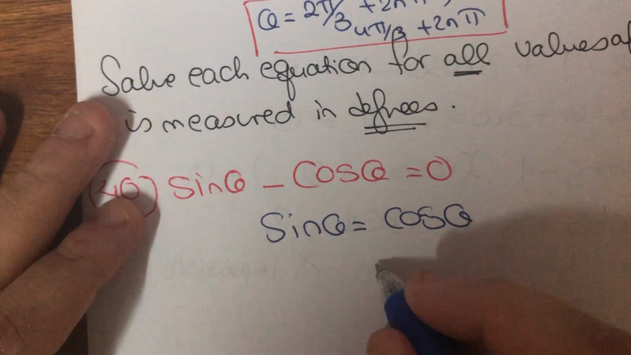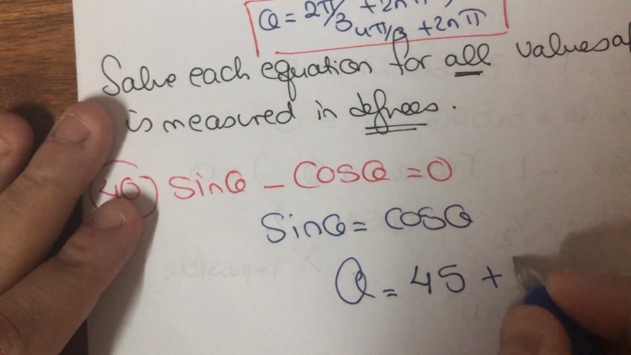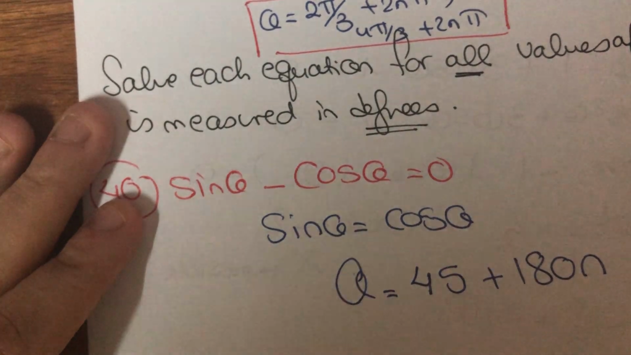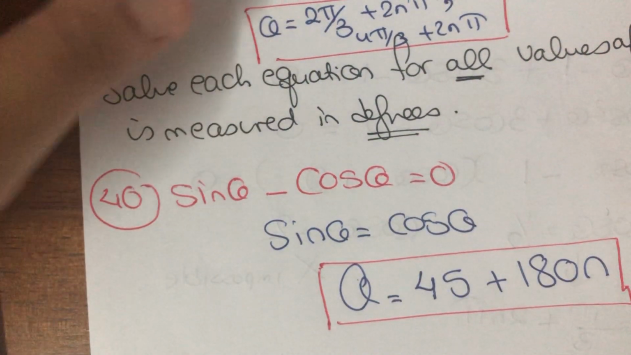If they want it in degrees, theta is equal to 45 plus 180n. If your book is using k, I'm using n like the Algebra 2 book. So I'm used to n, I cannot imagine this k.